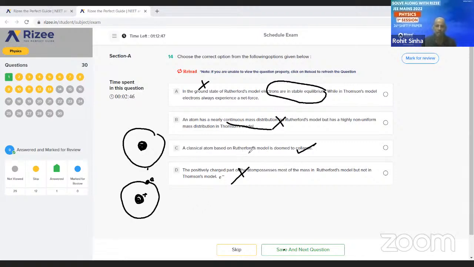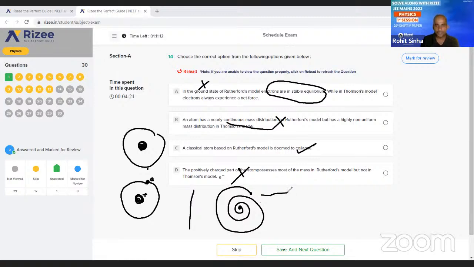Now let us explain the C part. According to Rutherford, the electron will rotate like this and it will collapse according to the electrodynamics principle. According to the Rutherford model, if the electron is revolving around the nucleus, what will happen? It will radiate energy and will fall into the nucleus. That was according to the principle of electrodynamics, and it was overcome by the Bohr model.